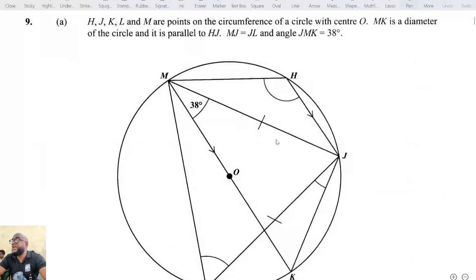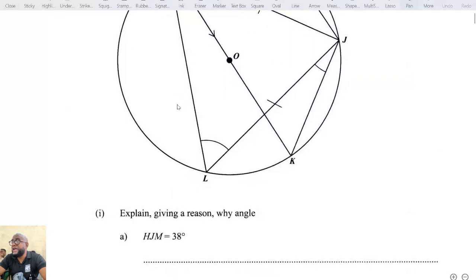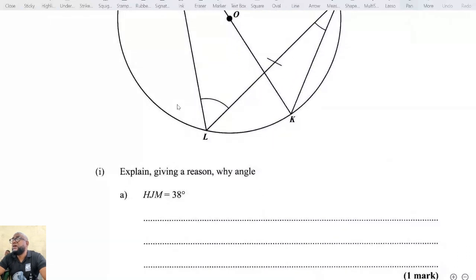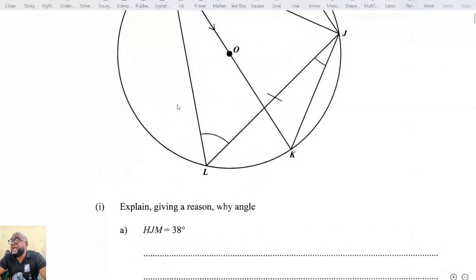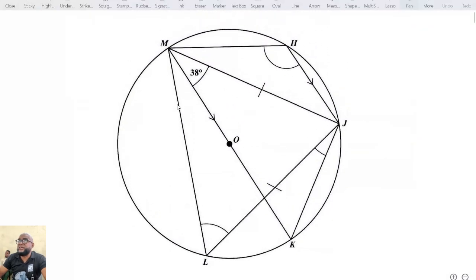And angle JMK is equal to 38 degrees. That's the only angle they gave us, right? So, explain, giving a reason, why HJM is 38 degrees. So, let's locate H to J to M. That's this angle here. Everybody see that? So they want us to explain why this angle is 38 degrees.